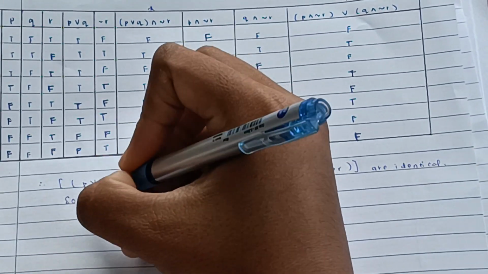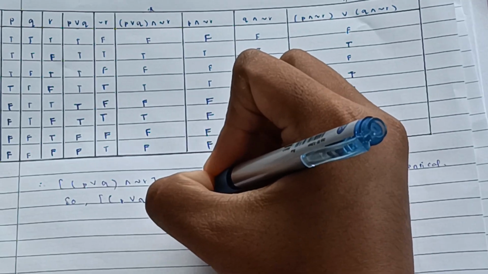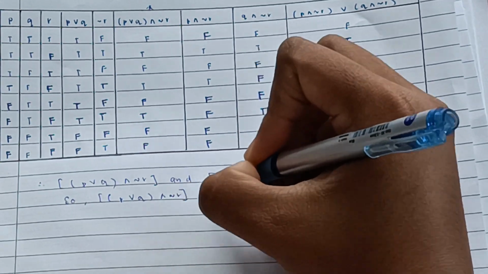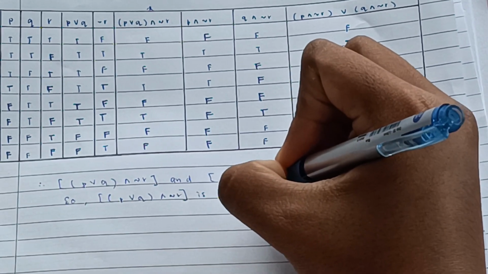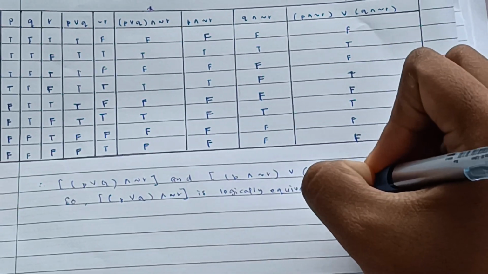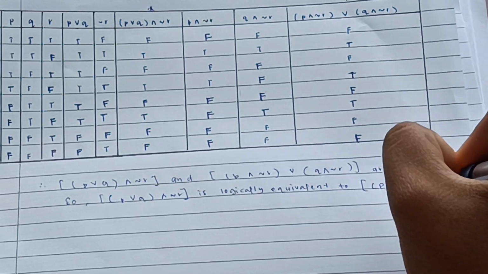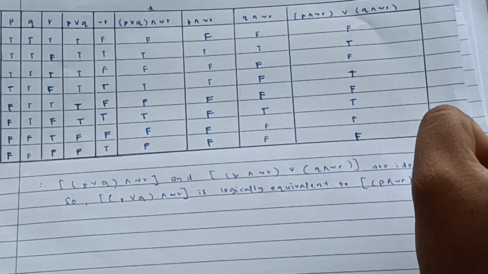So (P or Q) and not R is logically equivalent to (P and not R) or (Q and not R). That's all.